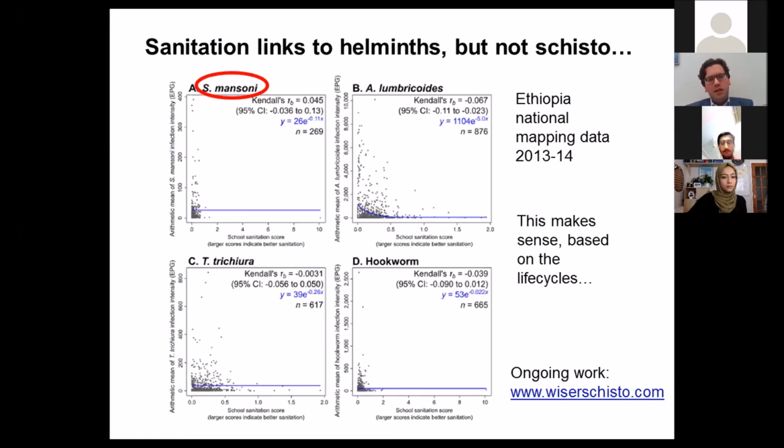And actually, as it says there, we weren't too surprised that we didn't see a link with schistosomiasis, because, as I said earlier, it would take very, very high levels of coverage of sanitation before you would expect to see a measurable impact on schistosomiasis. And also there are lots of other factors that could cause the spread of the disease besides just sanitation.